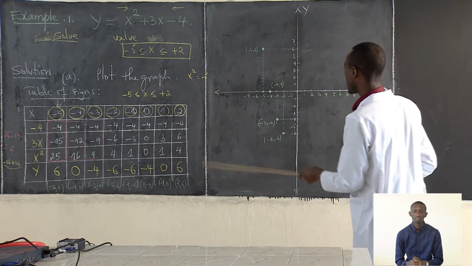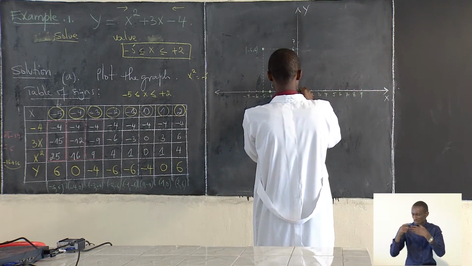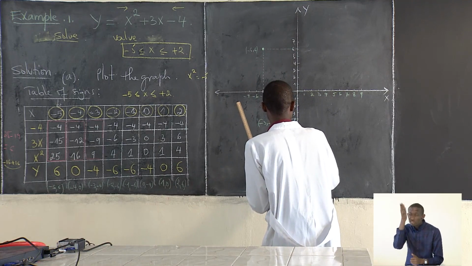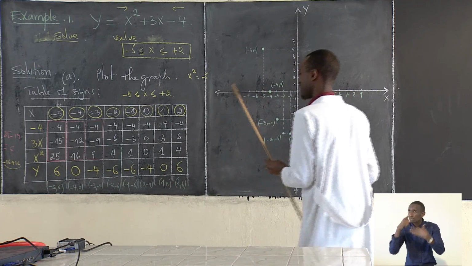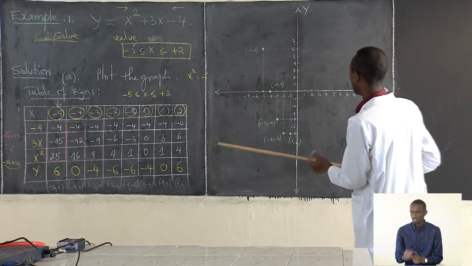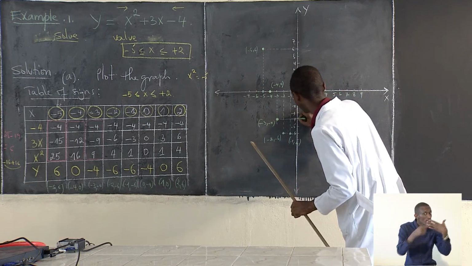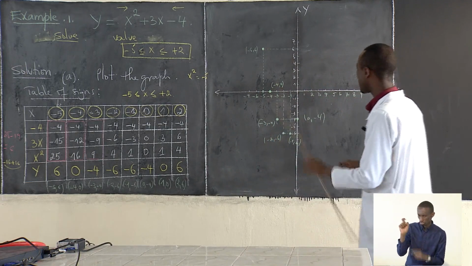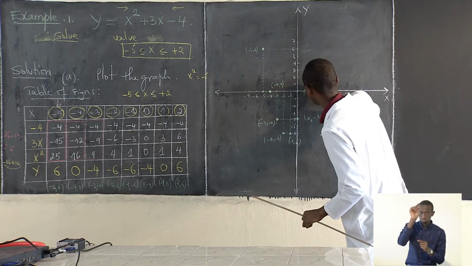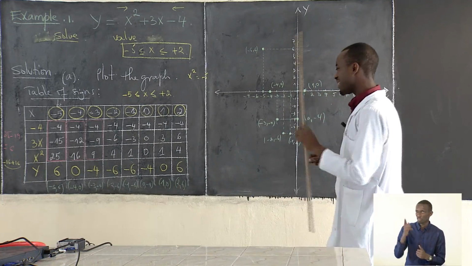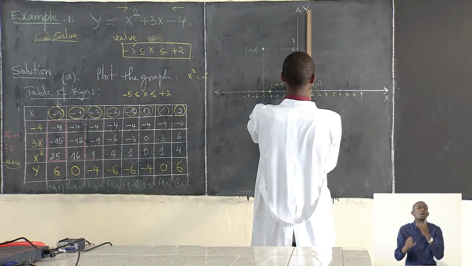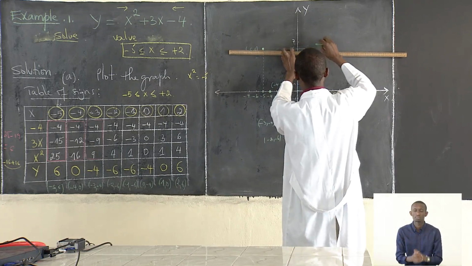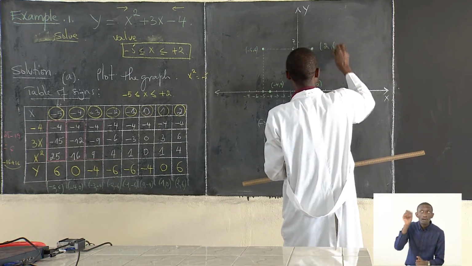The other point is -1 and -6. -1 and -6 is here. The other point is 0 and -4. It's here. 0 on x and -4 on y. The other point is 1 and 0. 1 on x and 0 on y. It's here. This is 1 and 0. The last point is 2 and 6. 2 is here and 6. Like this. This is the point 2 and 6.